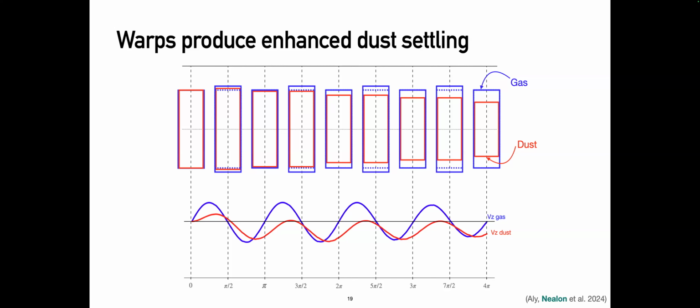But whilst in the gas, it's going up and down all the time, in the dust, because of the velocity difference changing, it tends to collapse towards the midplane. So the gas is going up and down like so, but the dust over time collapses to the midplane. We call this enhanced dust settling. We expect dust to settle towards the midplane over time, but in the presence of a warp, because of the breathing mode, the dust should settle faster than it would otherwise.